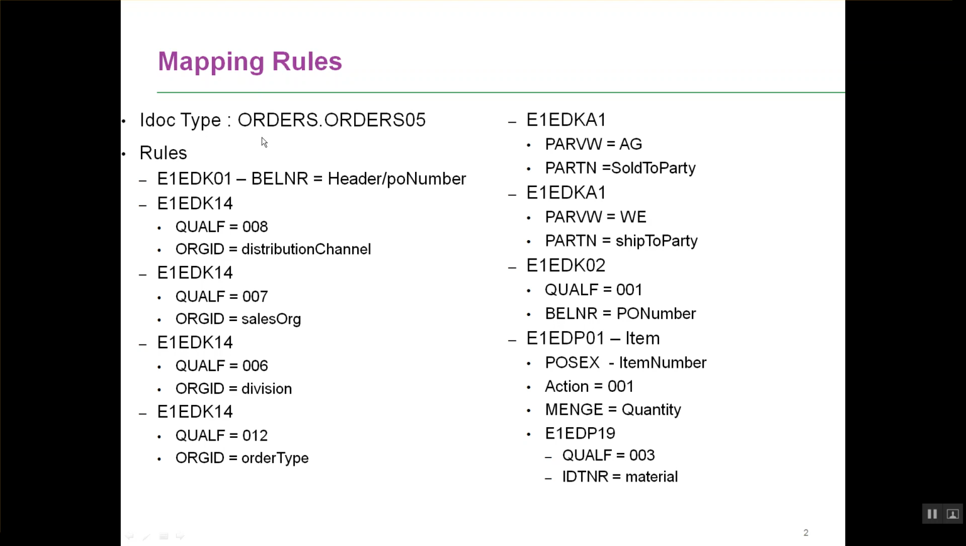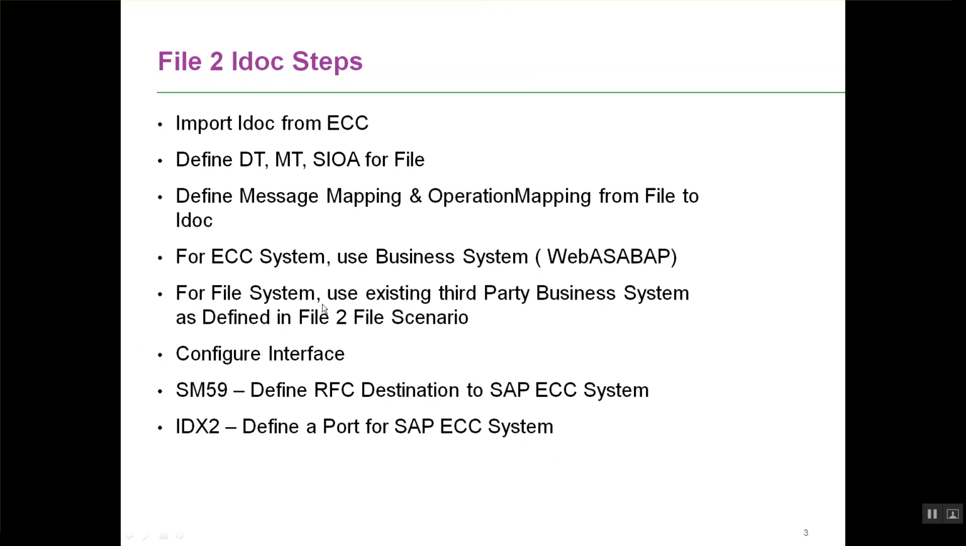Okay, so we will be doing a back and forth, nothing to worry about that. When we are building the mapping, we will look at each of these fields, each of these line items, and perform our mapping rules. What are the typical steps that we will be doing? The first step we will be doing is importing the IDoc from ECC.